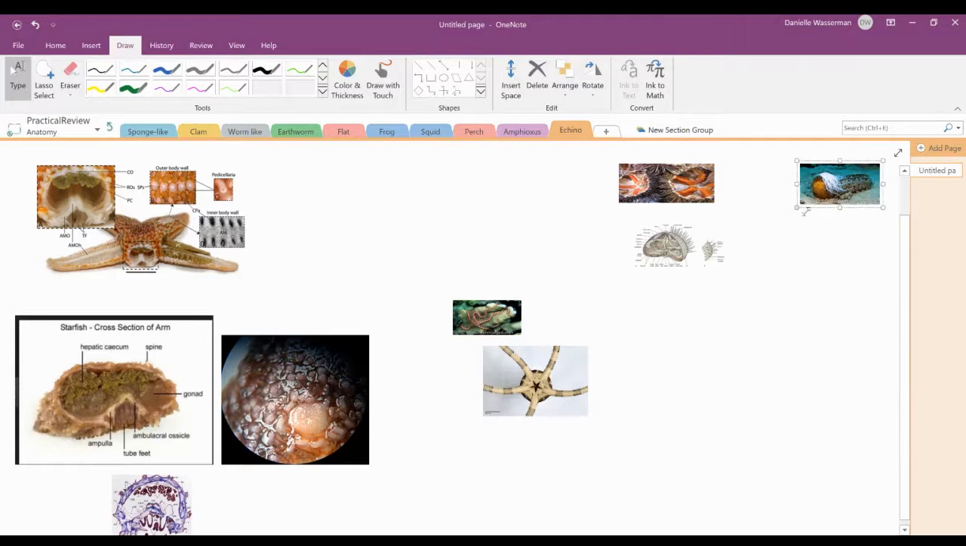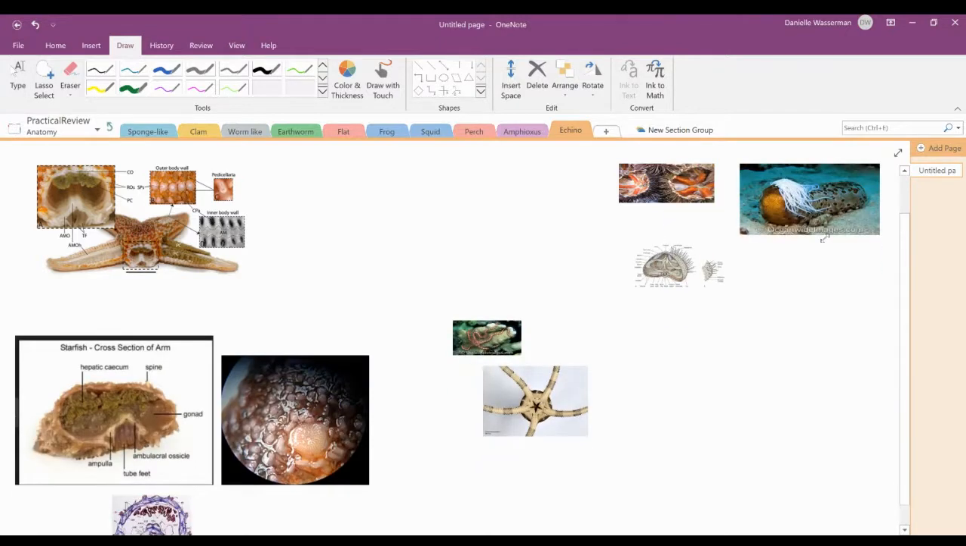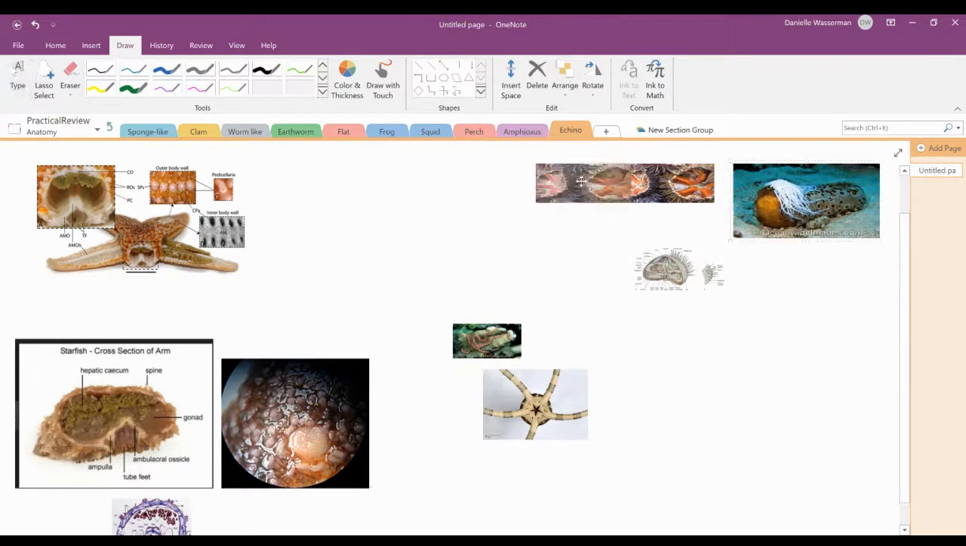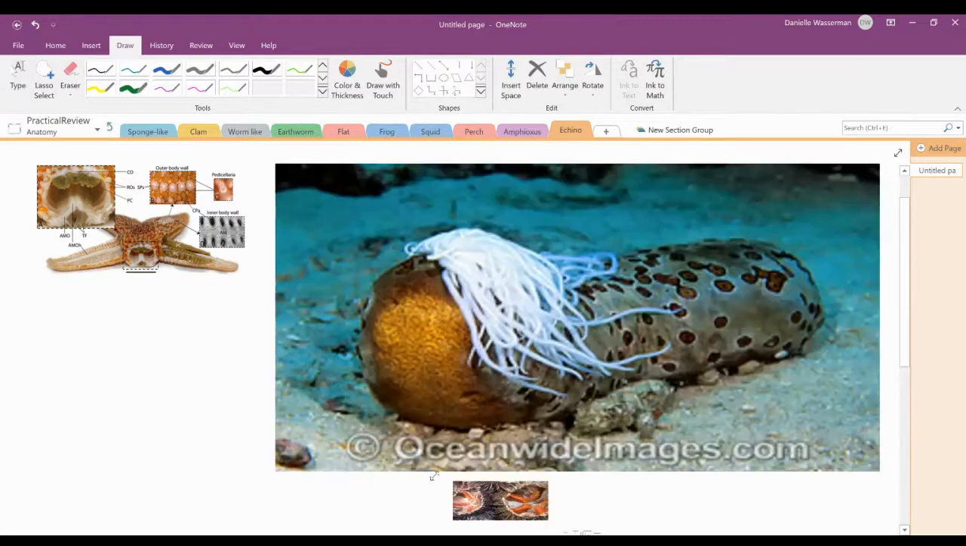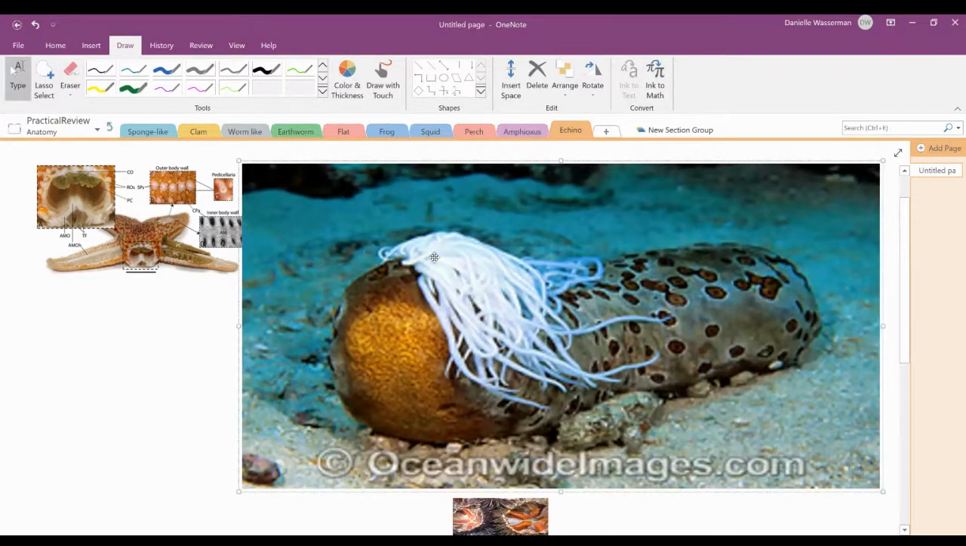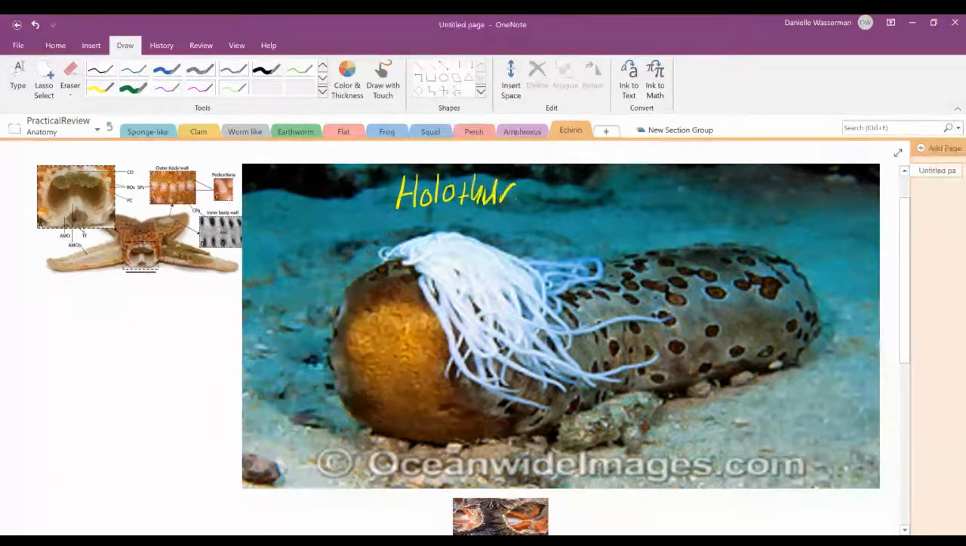These are all echinoderms, and this is a sea cucumber. And it may serve you to know what these organs are. Not only that, what's the name of its group? Holothuridians or Holothuridia.